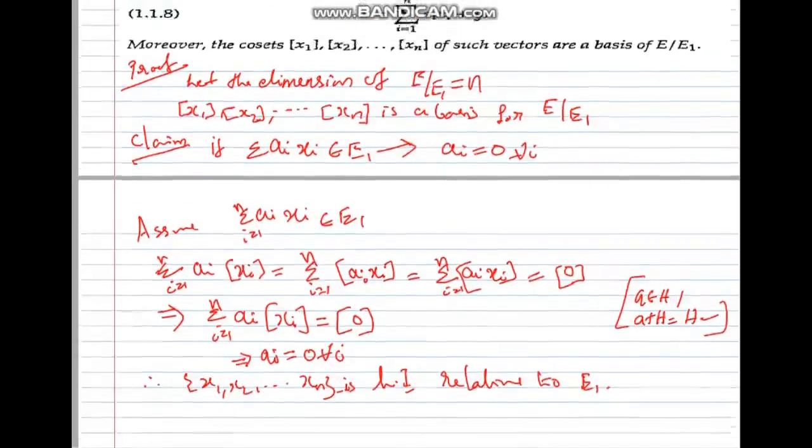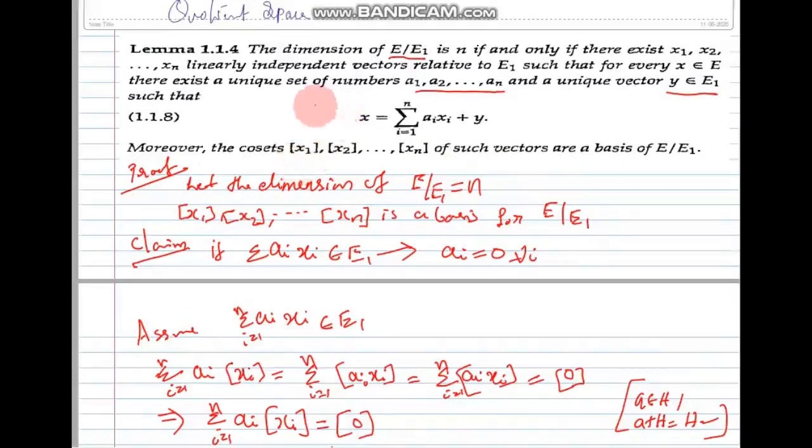You can see what the claim is now. That part we have done. Next we have to show that for every x belonging to E, there exist unique scalars a1, a2, etc., an, and a unique vector y such that x can be written uniquely as x equal to the sum from i equal to 1 to n of ai xi plus y. Okay, so let us see how.